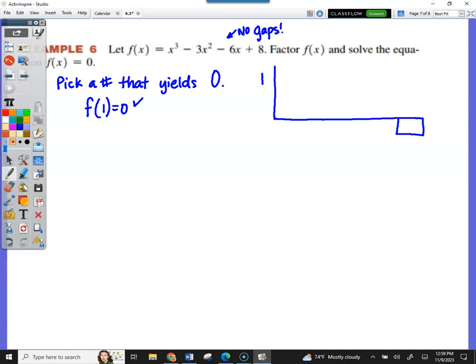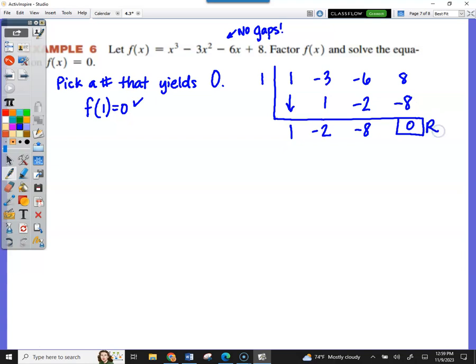I'm going to run with 1. Alright, we have no gaps, so we're going to put the coefficients: 1, -3, -6, 8. Draw the arrow, bring that down, and that's your starting point. 1 times 1, write it here, add. 1 times -2, write it here, add. 1 times -8, write it here.